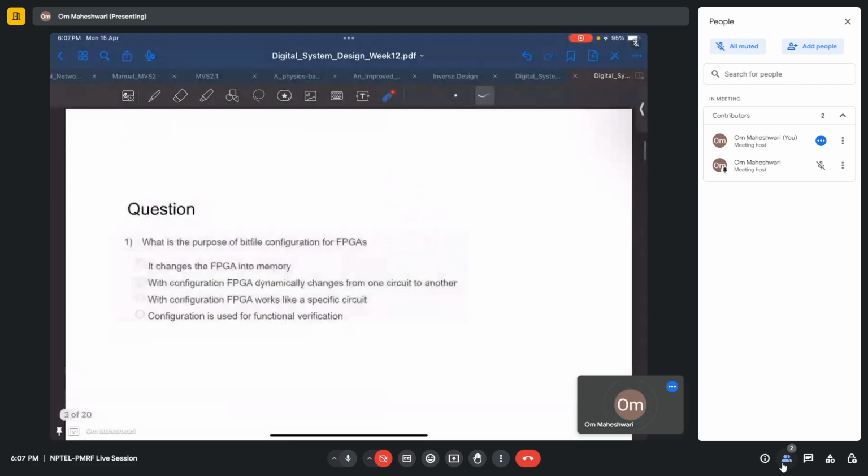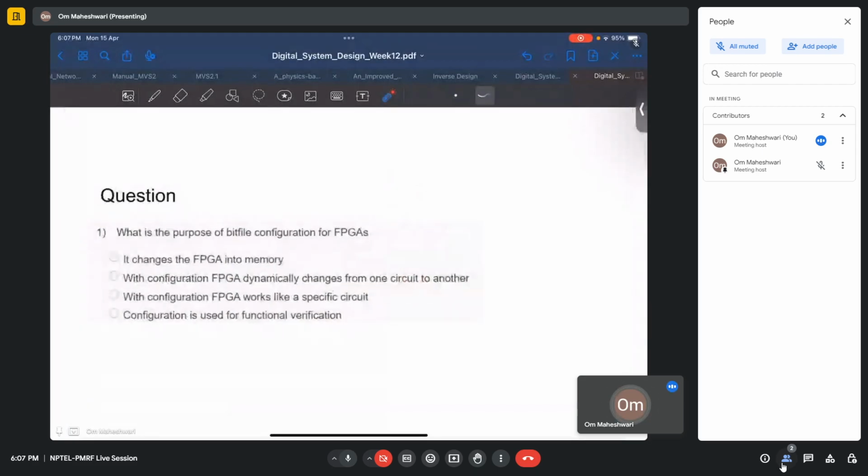So let us see question 1. What is the purpose of bit file configuration for FPGAs? Option A, it changes the FPGA into memory. B, with configuration, FPGA dynamically changes from one circuit to another. C, with configuration, FPGA works like a specific circuit. Configuration is used for functional verification.